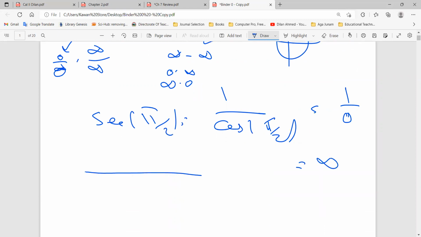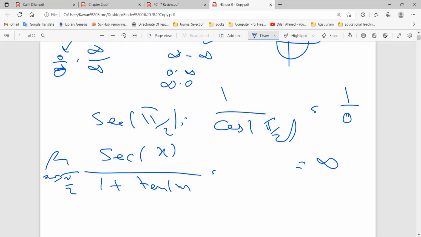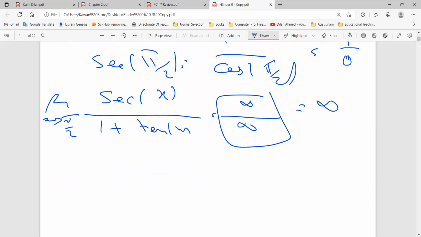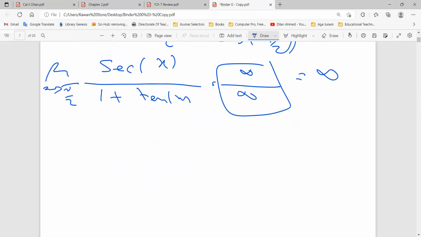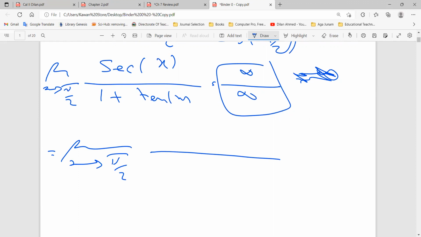So in the numerator, we have secant. The limit as x approaches pi over 2 of secant of x over 1 plus tan of x is equal to infinity over 1 plus infinity, so I got that type. So how do we solve that? If I get infinity over infinity, I get what? An indeterminate form, we don't know. So we should take the derivative separately.